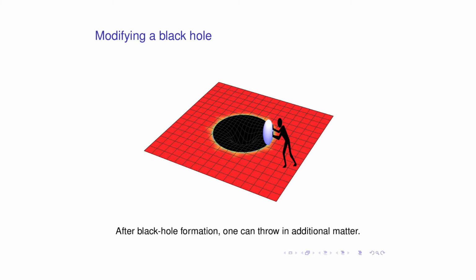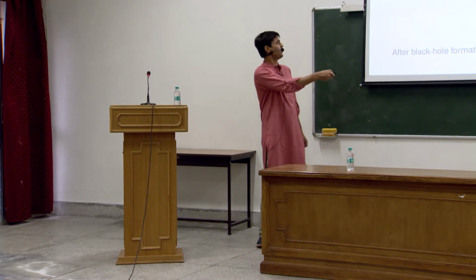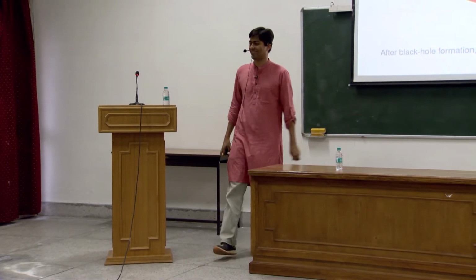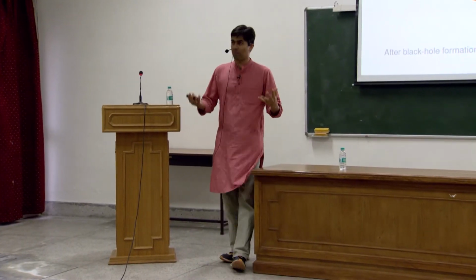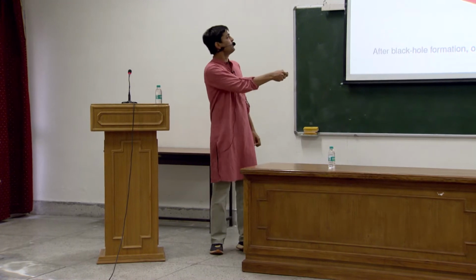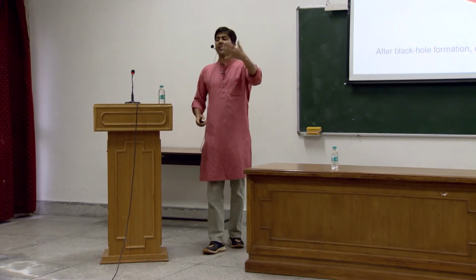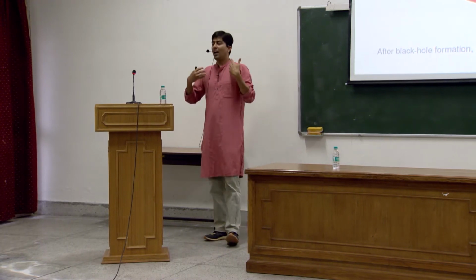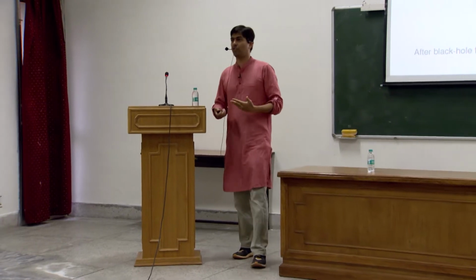Okay? So what happens? Now, of course, we can't do this experiment because we don't know of any mischievous giants of this kind. But we can at least theoretically try and calculate what would happen if you took a black hole and you threw in some additional matter. So the equations of general relativity give us a well-defined framework to try and analyze the results of processes of this kind.